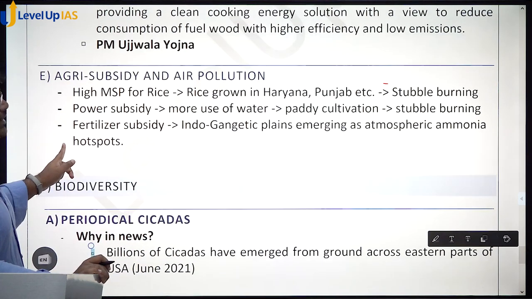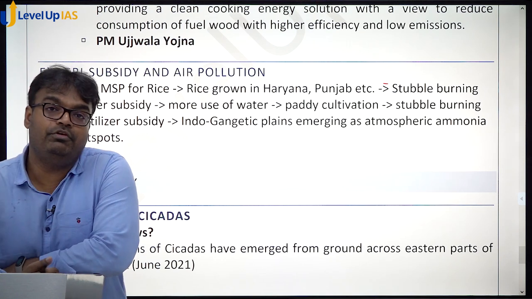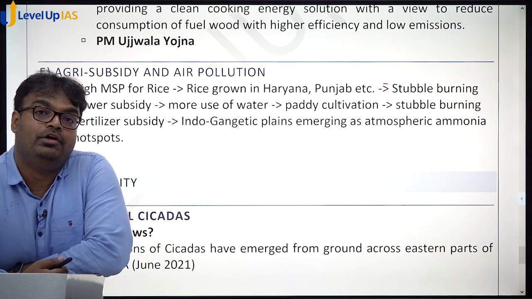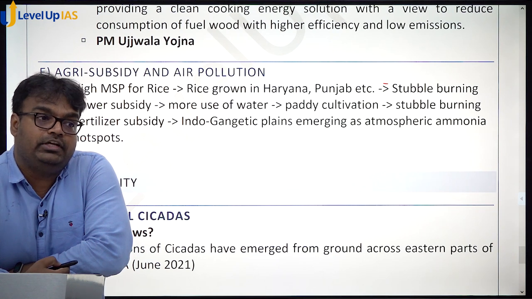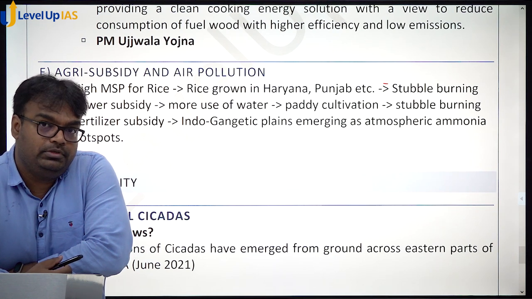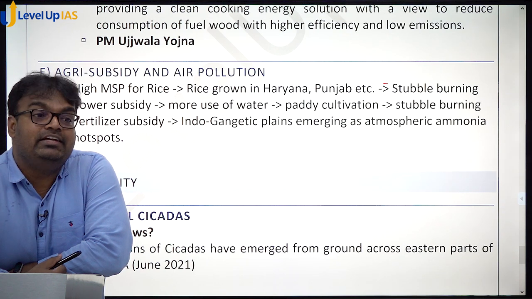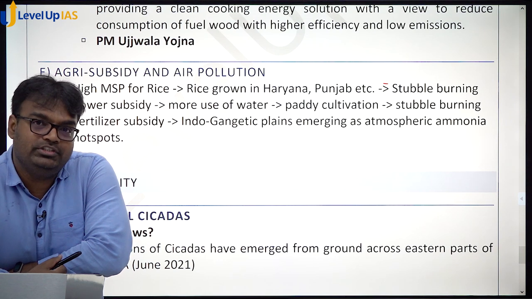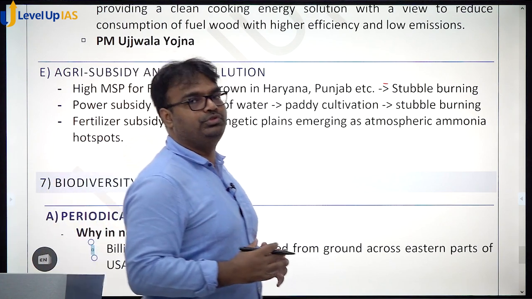Then fertilizer subsidy. With fertilizer subsidy, a lot of urea is being used. We have already seen that the Indo-Gangetic plain has become one of the hot spots for ammonia pollution. That's an example of how overuse of fertilizer is leading to this problem. Then for producing fertilizer, energy is used, fossil fuel is used, which is leading to pollution. So all these subsidies are adding to pollution.